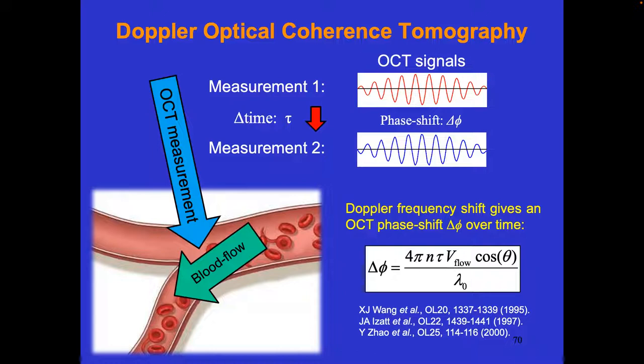And then there is this cosine term, which comes from the angle between your incident beam and your flowing particle. You can imagine if this is your incident beam, and your particle moves from here to here, there's no path length change, so there won't be a phase change. You need a component of the flow that is along the direction of the beam, and that's expressed by this cosine theta, where theta is the angle between your incoming beam and your flow. And if that angle is 90 degrees, then the cosine is zero, and there's no phase shift.